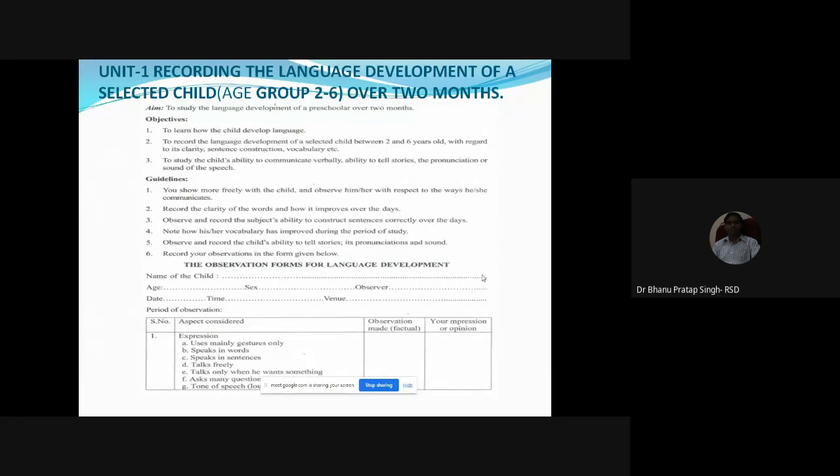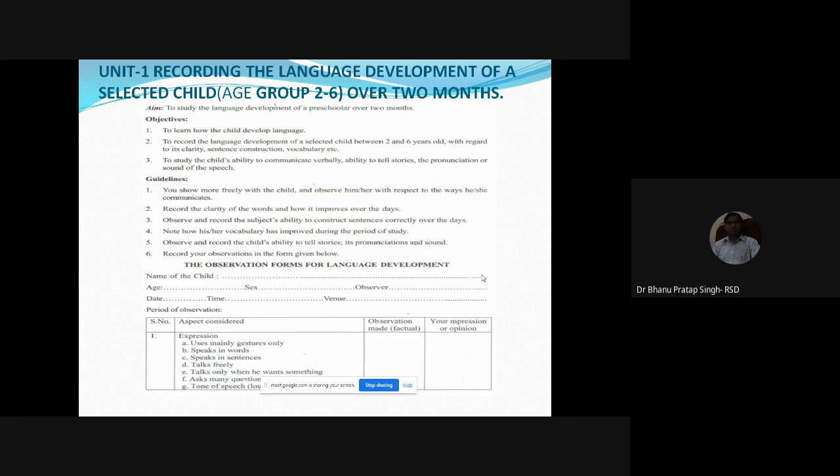There are certain guidelines. Within these guidelines, you have to collect your data and you have to set your objectives. You have to take the child. So the first guideline is you mix more freely with the child and observe him or her with respect to the way he or she is communicating with the peer group, with family members, even with the social environment.